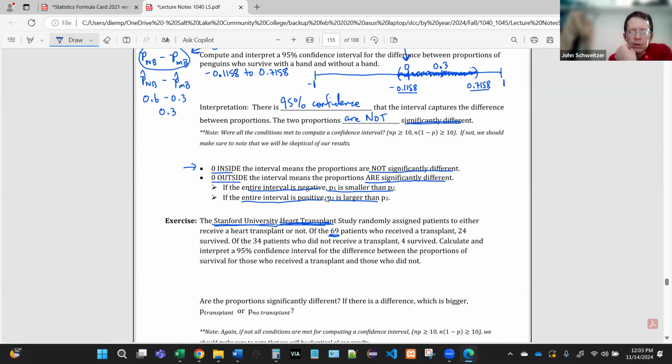There were 69 who received a transplant, 24 of them survived, and then there were 34 in the control, 4 of those survived. Okay, and again, we really need that control group because without the control group, we don't really have a great idea of what the normal survival rate would be, right? If nature took its course, right?